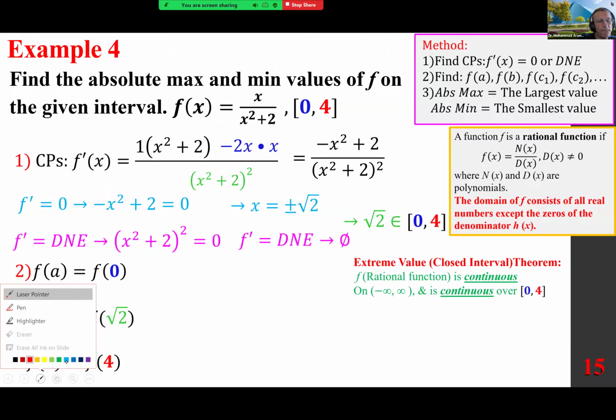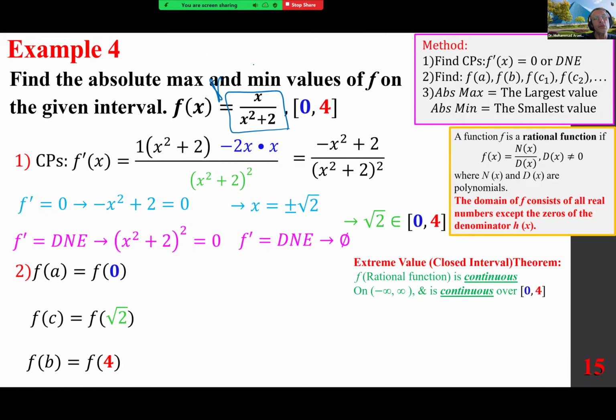We are going to put it into this original function. That's the meaning of f of 0. So 0 over 0 squared plus 2. It's 0 over 2. Makes it 0. Now f of square root of 2 means square root of 2 over square root of 2 squared, which is 2, plus 2, which makes it 4, so square root of 2 over 4.